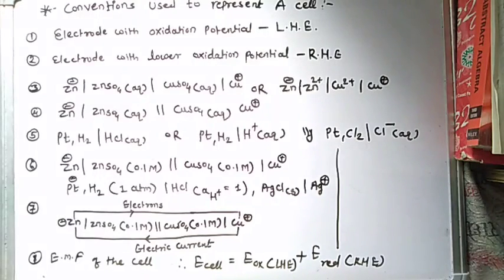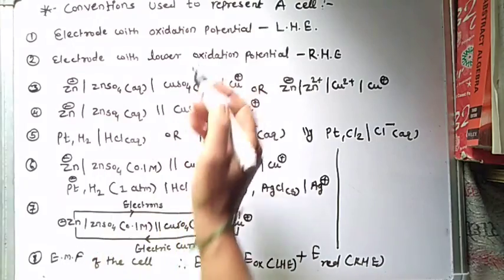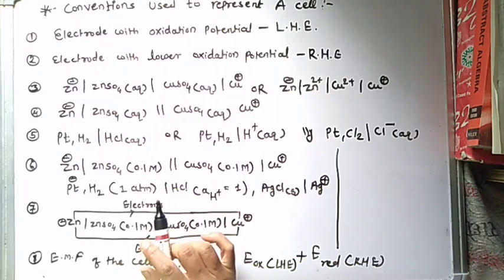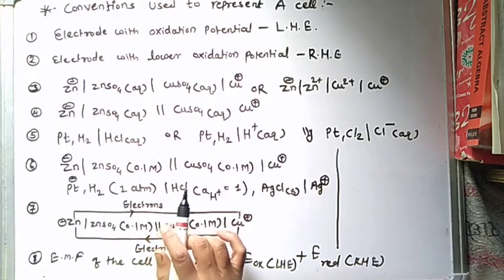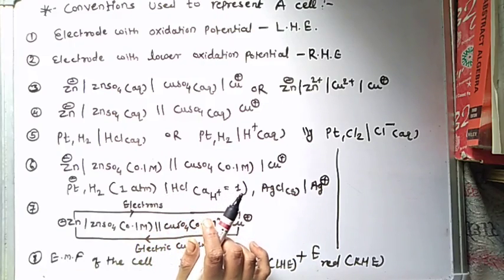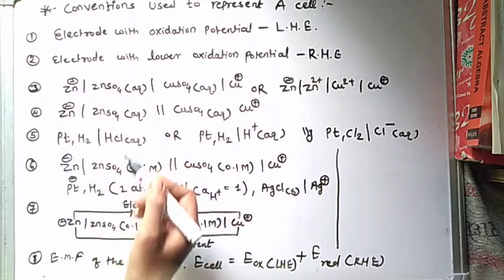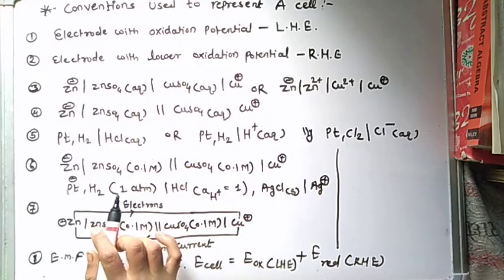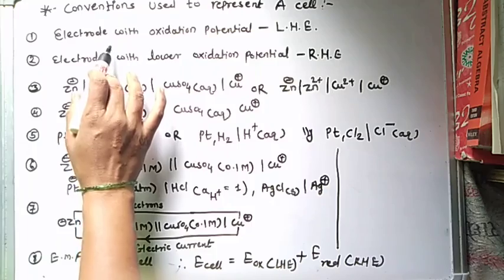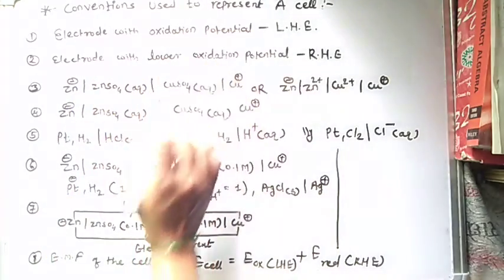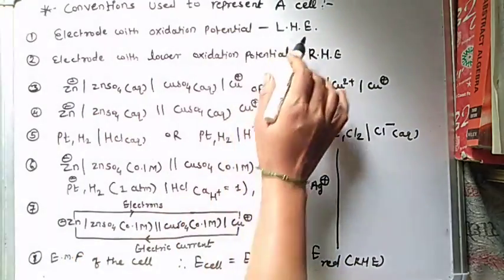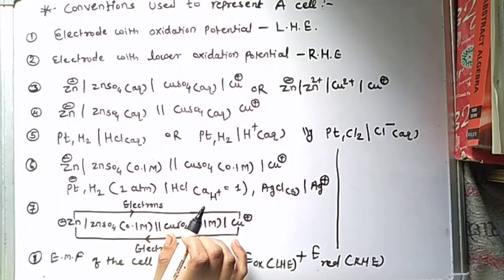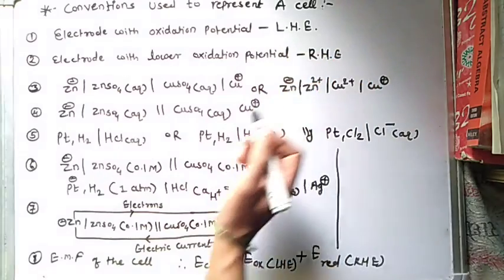Next, we can see the convention used to represent a cell. A voltaic cell is made up of two half cells or two electrodes. It is not always convenient to represent the cell diagrammatically, so the following conventions are used to represent a cell. The first convention: the negative electrode, or the electrode with oxidation potential, is written on the left hand side. This is called the left hand electrode of the cell, and at this electrode the oxidation reaction takes place.